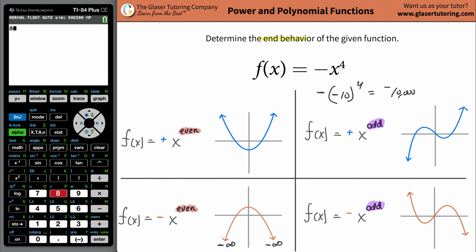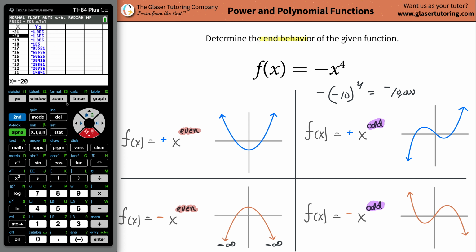You can also go to your table, second table, or second graph. Here's your table. Notice what's happening. As x is getting more and more negative, the y values are becoming more and more negative. This is 1.3 times 10 to the 5th, 1.9 times 10 to the 5th, and so on. And as x becomes more and more positive, it's still going to negative infinity, the y value. So you can use your calculator to help you if you want.